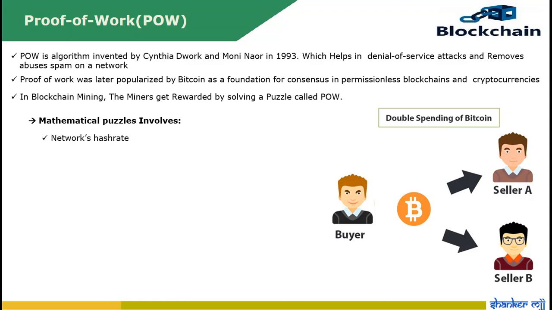The proof of work algorithm involves mathematical puzzles, like network hash rate and more computational power. It takes an average of every 10 minutes to add a new block to an existing blockchain.